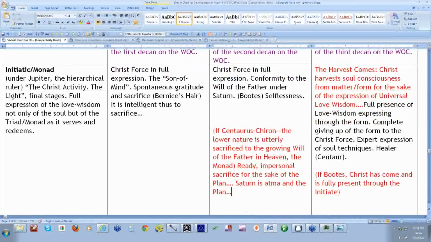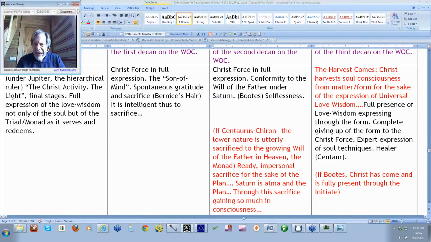So one is really applying the spiritual will there to do that, and through this sacrifice, gaining so much in consciousness. And that is always the case with Jupiter. You gain. That is your compensation. For every Saturnian sacrifice you make, you gain a compensatory fullness. Now, finally, with Venus, the harvest comes.